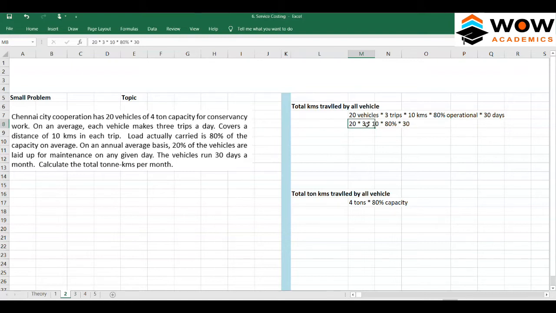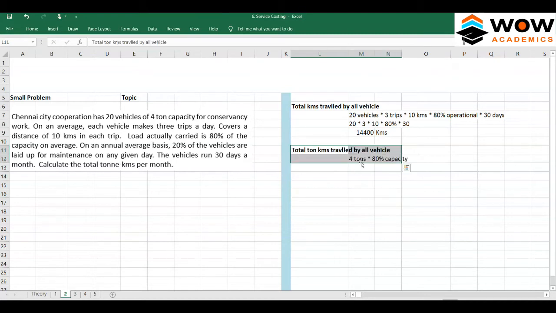If we remove all the wordings, this is the total kilometers that the vehicles travel. But what we want is ton kilometers. So what we'll do is multiply these with the tons. So kilometers is 14,400 kilometers.